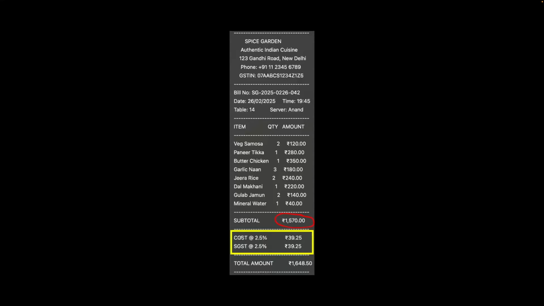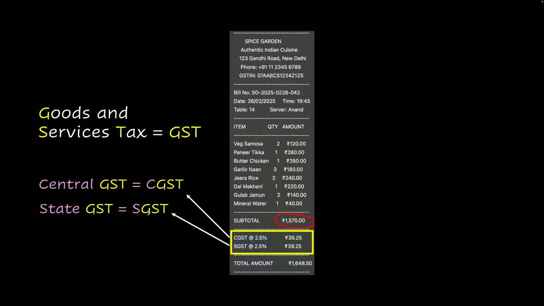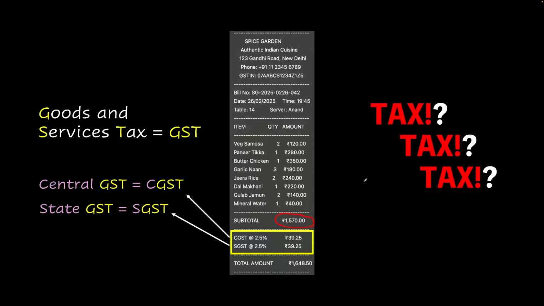Now, this is known as the goods and services tax or the GST. There are two types. One is the CGST, which is the central goods and services tax, and the SGST, which is the state goods and services tax. But what exactly is this word tax? You're going to be hearing a lot more about this word when you start earning your money when you graduate. So let's learn more about this.